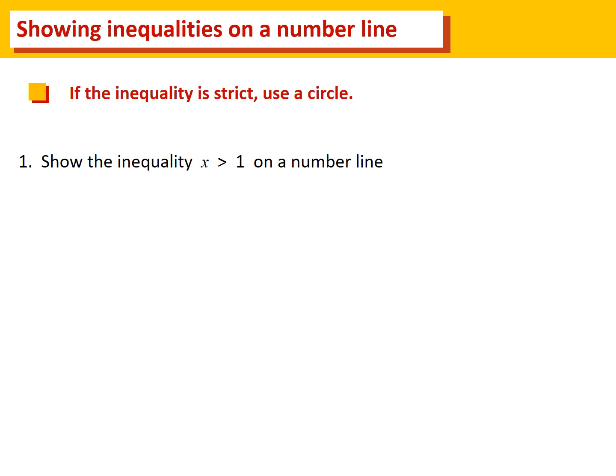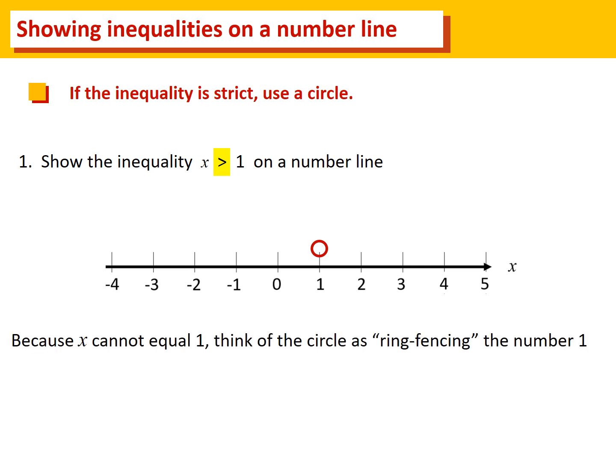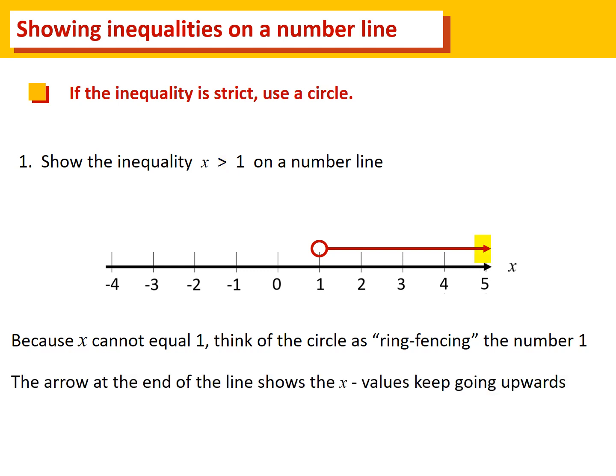So to show inequalities on a number line, here's our first inequality, which we would read as x is greater than 1. So there's our number line. The greater than means that we put a circle on 1. That's really important. We can think of that as being the circle ring fencing the number 1, as in we can't allow our x value to equal 1. So we put a little ring round it. And then x is greater than 1, so it's everything bigger than 1, and the arrow on the end indicates that the x values keep going.